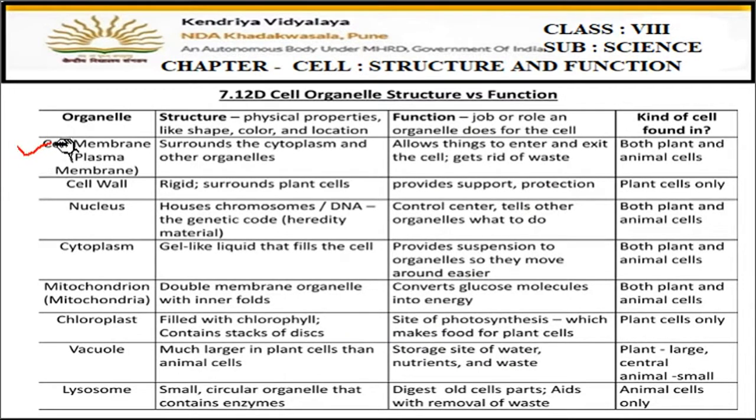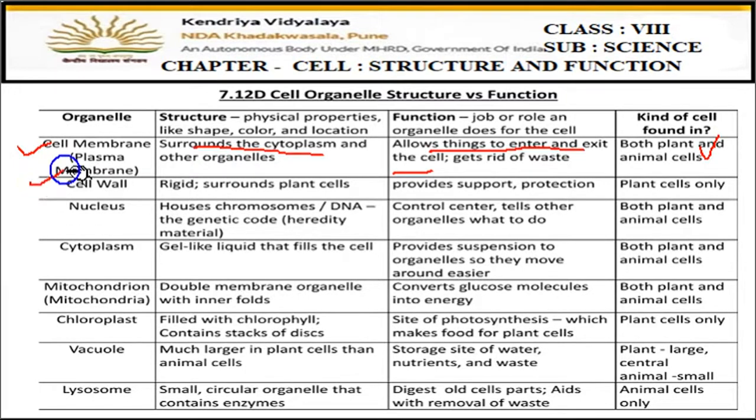The first one is the cell membrane. What is the structure of the cell membrane? It surrounds the cytoplasm. It is present surrounding the cytoplasm and the other organelles. It is also called the plasma membrane. What is the function? It allows things to enter and exit the cell, right? Entry or exit of anything is controlled by the cell membrane, and this cell membrane is present in both plant and animal cells.